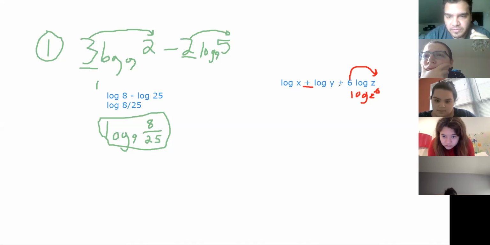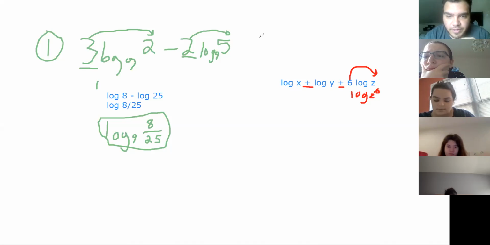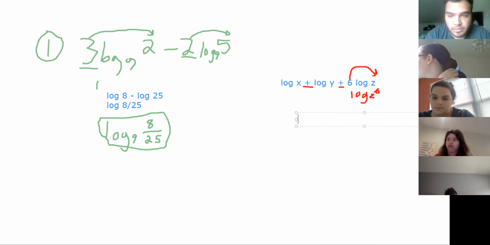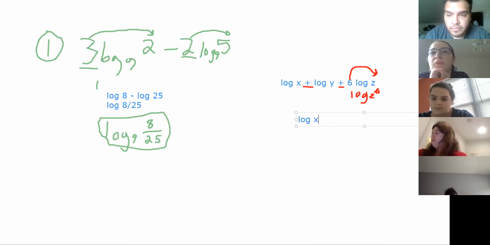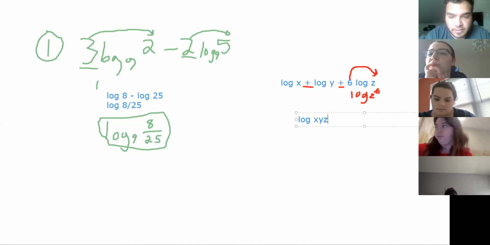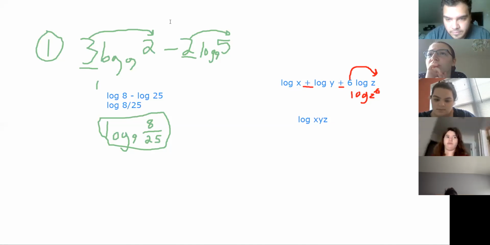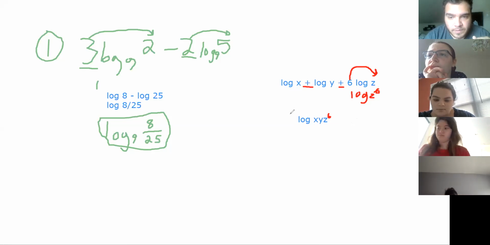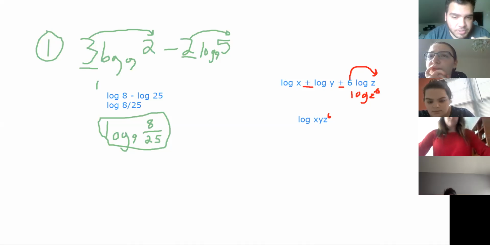And because there's a plus sign in between these logs, the subtraction caused division, so the plus sign is going to cause multiplication. So my final answer should look like log of x, y, z to the 6th power. So z is the only one with the 6th power, though. That's really important.